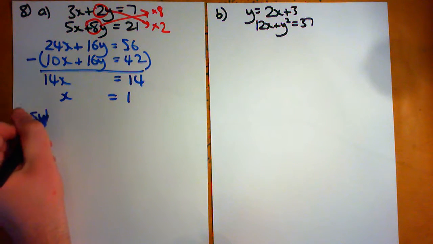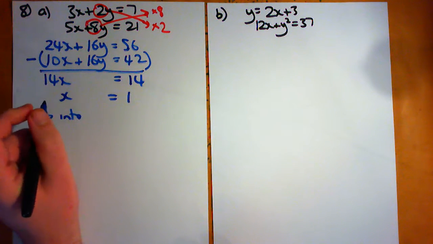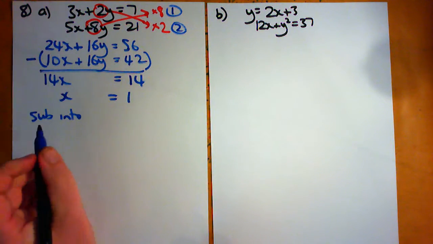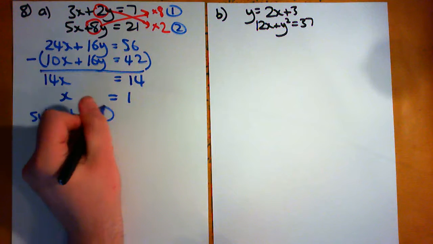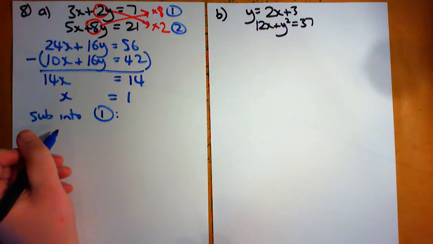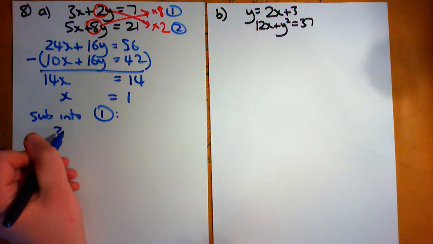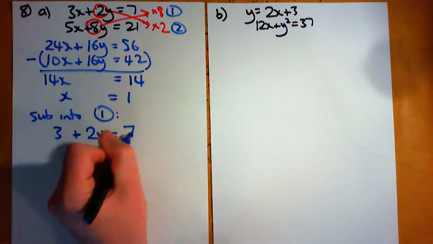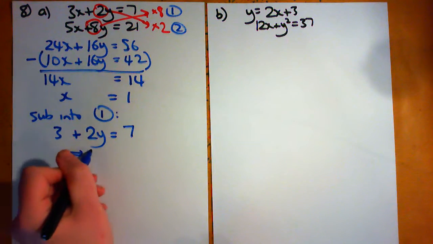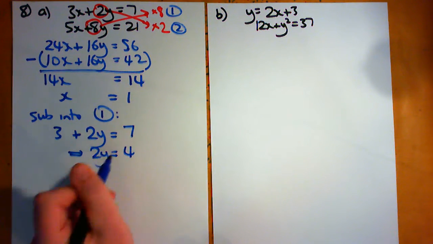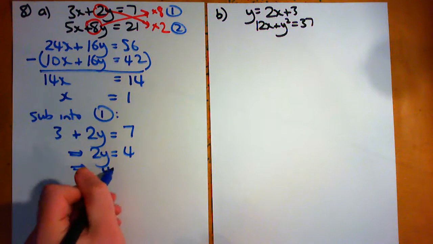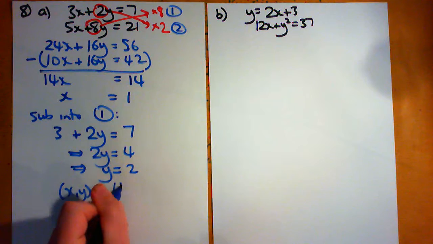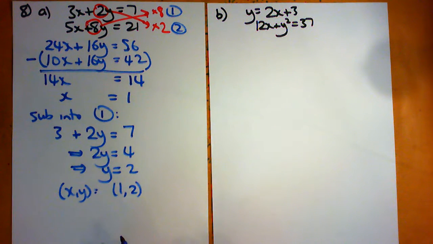And let's sub into one of the original equations. Let's call them equation 1 and equation 2. Let's substitute into equation 1. So we've got 3x, which is 3 times 1, which is 3, plus 2y equals 7, so therefore 2y equals 4, and that means that y must be 2. So your solution is x was 1, y was 2.